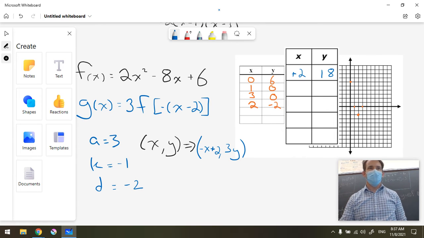How come the negative k didn't do anything? Because it was at 0. Oh, okay. If I did the 2 first and then I flipped it in the y-axis, you would see then I'd be making a mistake. Yeah. Okay. Now let's take another point.